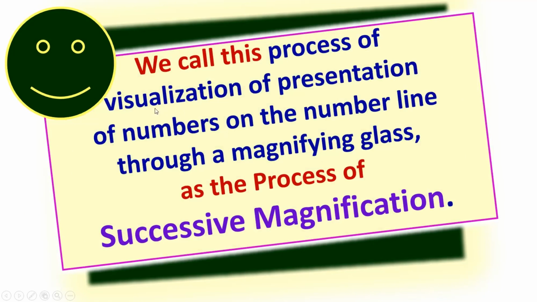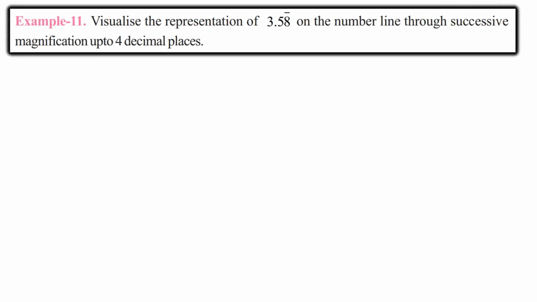We call this process of visualization of presentation of numbers on the number line through a magnifying glass the process of successive magnification. Take example 11 from your textbook. Visualize the representation of 3.58 bar on the number line through successive magnification up to 4 decimal places. What is the meaning of 3.58 bar? 3.58 bar can be written like this: 3.58888, recurring.